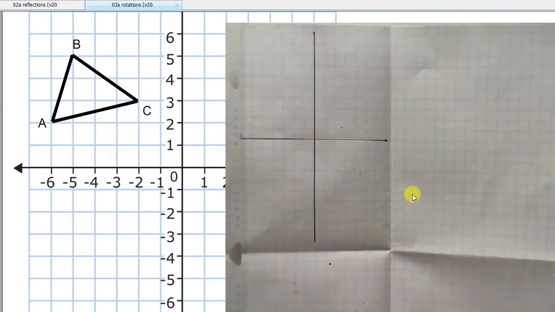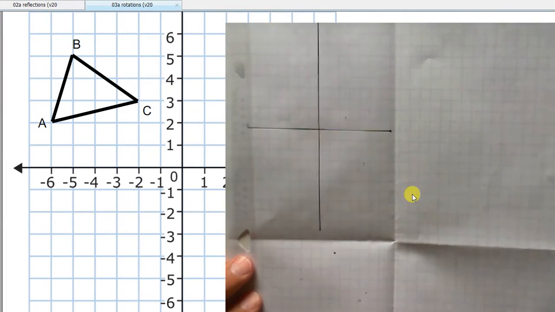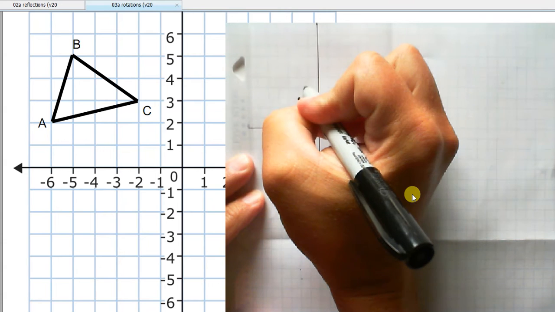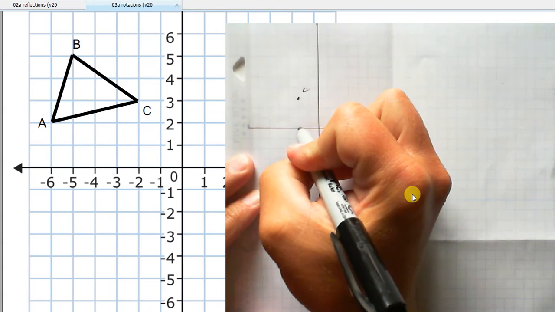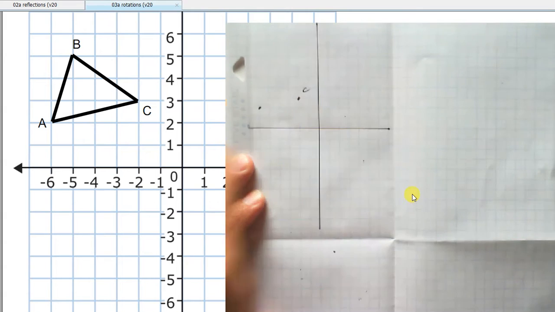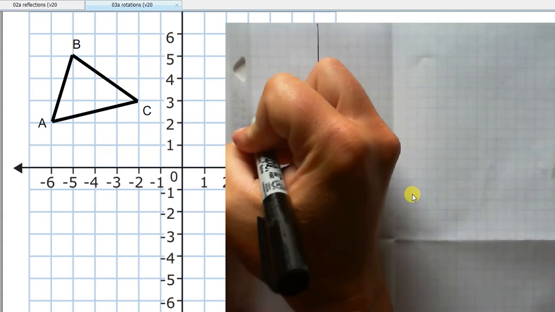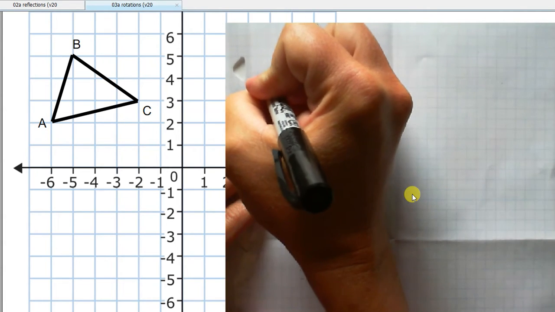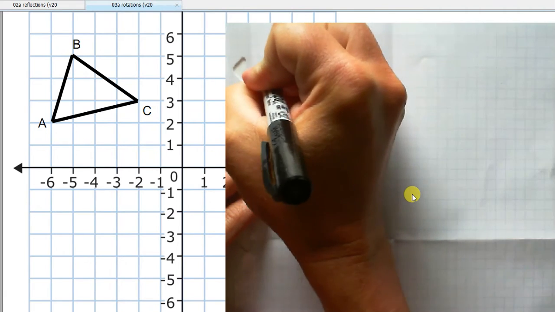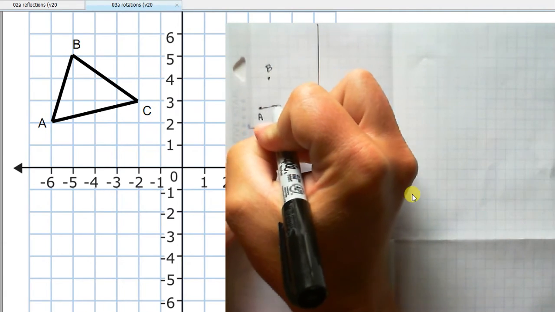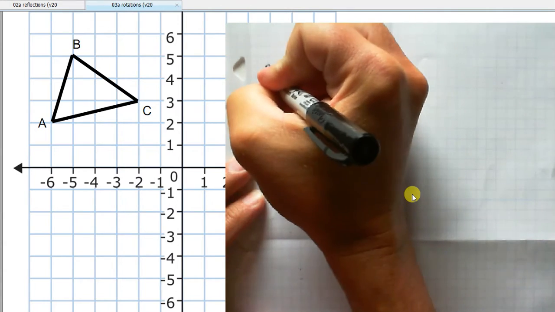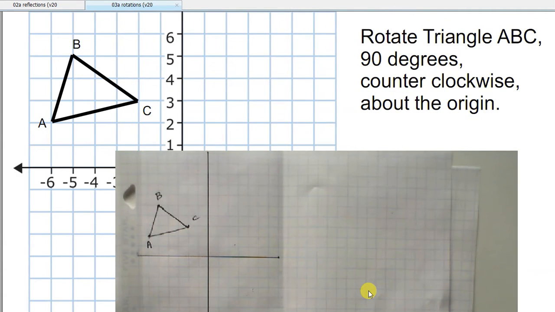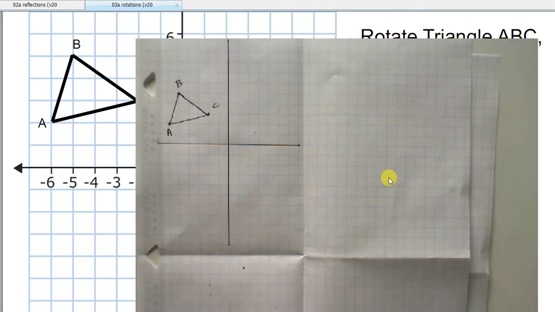So there's my coordinate system, and my triangle is at -2, 3. There's my C. Looks like -6, 2. There's my A. And -5, 5. And there's my B. So here's my triangle. And what are we going to do with that triangle? We are going to do 90 degrees counterclockwise.